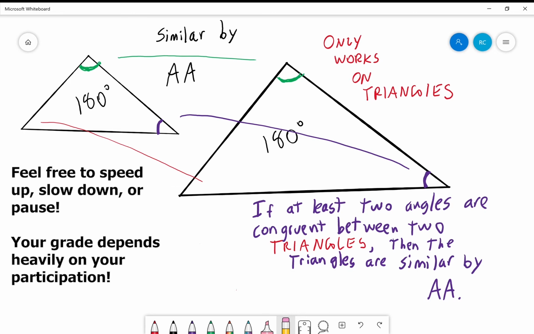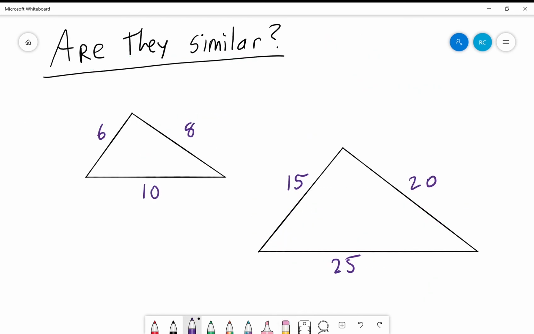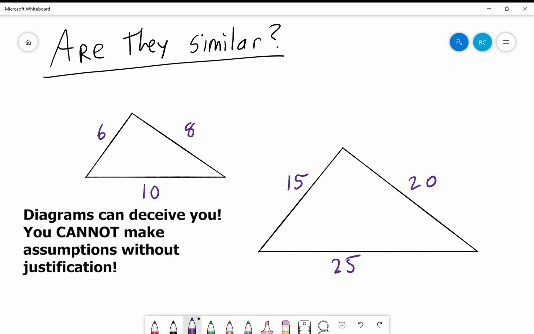Now, this is not the only method that we can use to find out whether two triangles are similar. Angle, angle is only one tool in our toolbox, so let's move on to the next one. So here we have two triangles that certainly look similar, but might or might not be. Remember that you can't count on your eyes or the diagram, both can fool you.